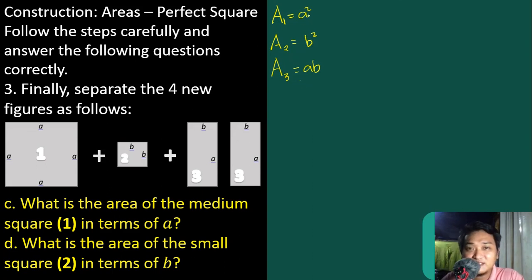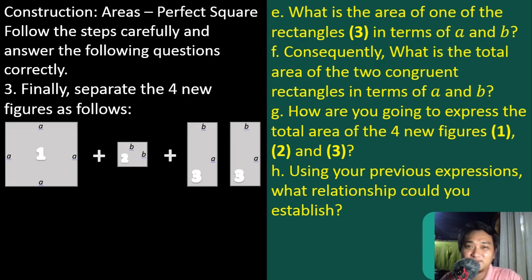So we have these areas of those separate figures. We have A squared, B squared, and for one rectangle alone, we have AB. If syempre, di ba dalawa siya? So that is simply 2 times the area of figure 3. That is also equivalent to 2AB. So, nasagutan na natin dito yung letter E. We will proceed to letter F.